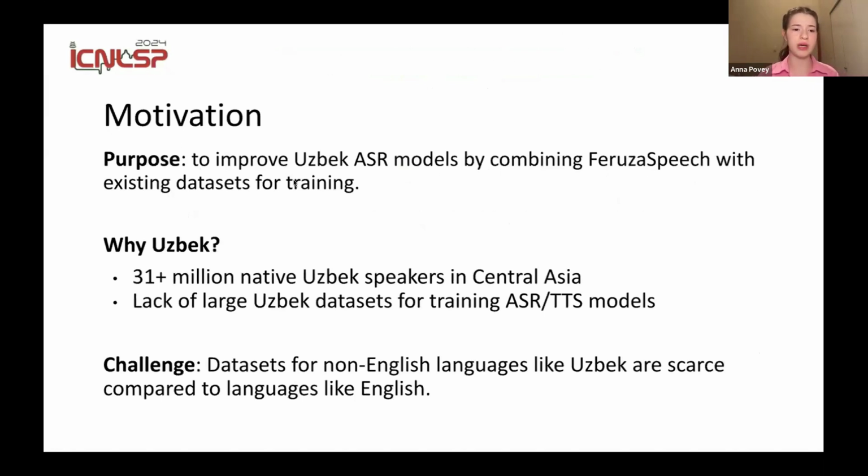The purpose behind this paper was to improve Uzbek ASR models by combining FeruzaSpeech with existing datasets for training. The reason why we chose Uzbek was because there are currently upwards of 30 million native Uzbek speakers in Central Asia, but there is a large lack of Uzbek datasets for training ASR and text-to-speech models because Uzbek is a low resource language.